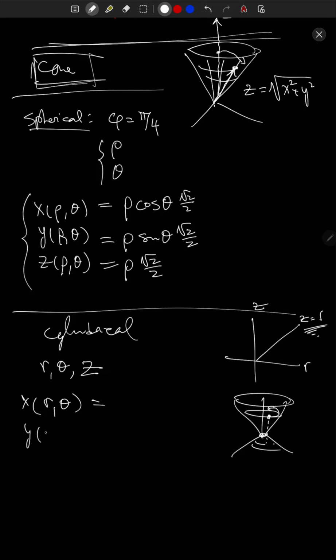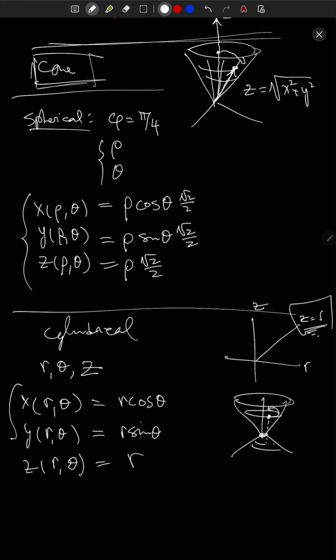So x of r, theta is equal to something, y of r, theta, z of r, theta. And this is just going to be r cos theta, r sine theta. And z is equal to what? Well, z is equal to r. So this is a parameterization.